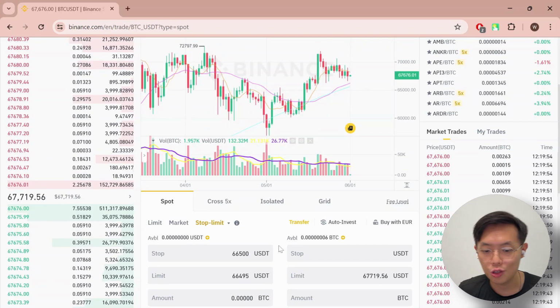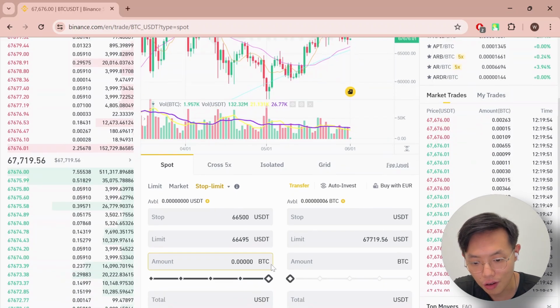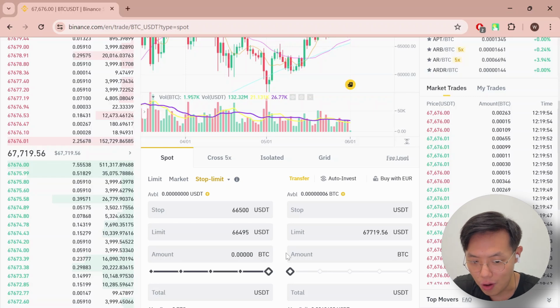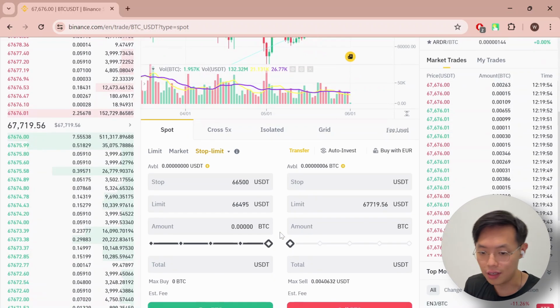So the reason people use stop limit is because it won't show up in the order book once you place this order. I mean, once you place this order, it will automatically show up, right? It will only show up once it hits this stop price. If you hit this stop price, the order will only show up in the order book and queue at this limit price, which is 66,495.